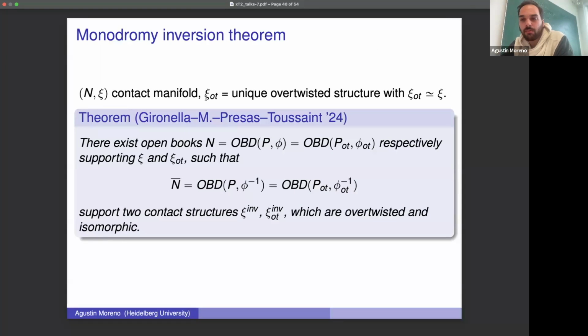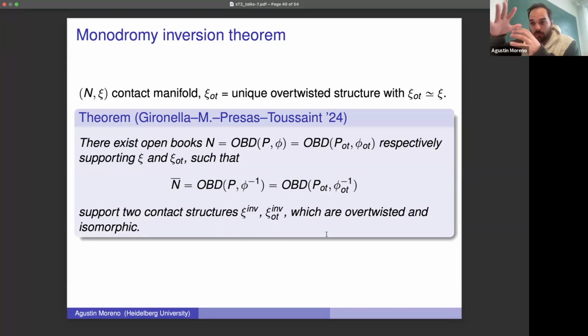And it says the following. You start with any contact manifold, and you take the unique over-twisted contact structure homotopic to it, the over-twisted representative. And the claim is that we can find open books for this contact manifold which support respectively xi and its over-twisted representative, such that if I invert the monodromy in these open books, I get open books for the original manifold with opposite orientation. But these open books support two auxiliary contact structures, which I'm denoting psi inverted and psi over-twisted also inverted. These inverted contact structures are also over-twisted, but they're actually isomorphic to each other.